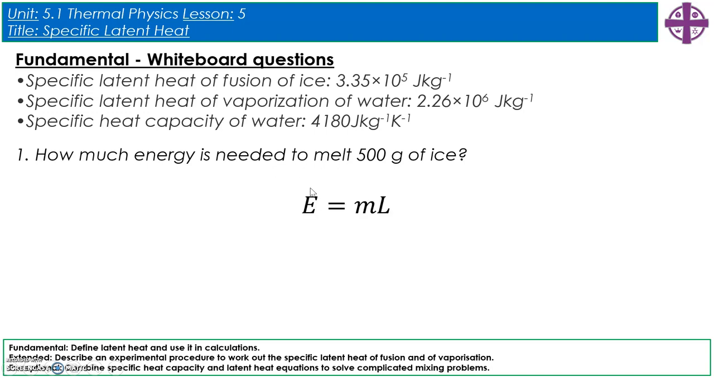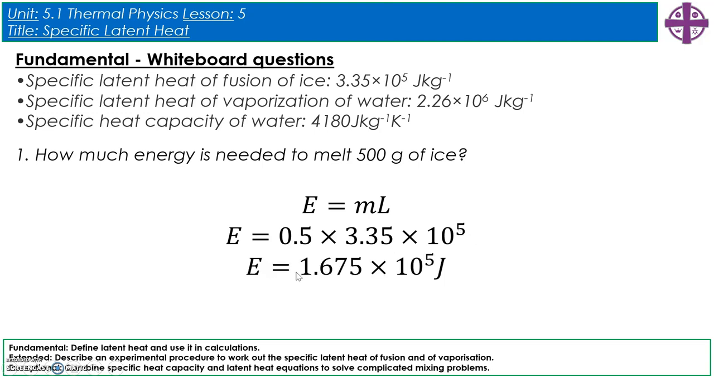Well, first of all, we're going to start off with the equation E equals mL, and the mass that changes state, m, is 500 grams, and so that is 0.5 kilograms. L is the latent heat, and because it's melting ice, we're looking at fusion, not vaporization. We're looking at the fusion value. So L is this top value here, 3.35 times 10 to the power of 5. Putting those into the equation, mass times latent heat of fusion, gives me the energy required to melt it, which is 1.675 times 10 to the power of 5 joules. Big answer there.